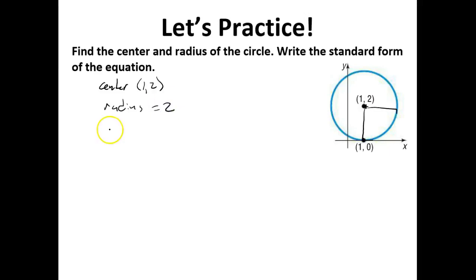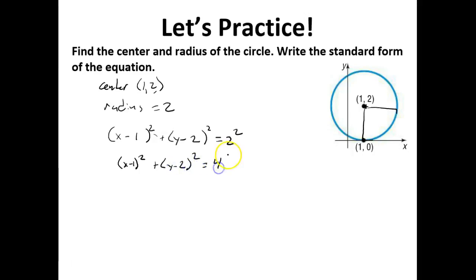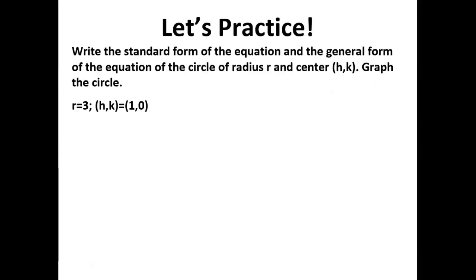For the standard form of the circle, we're going to have x minus the x coordinate of the center, which is 1, squared, plus y minus the y coordinate of the center, which is 2, squared, is equal to the radius squared. The radius is 2, so 2 squared. We can simplify that a little bit: x minus 1 squared plus y minus 2 squared is equal to 4. This right here would be considered the standard form of the equation.